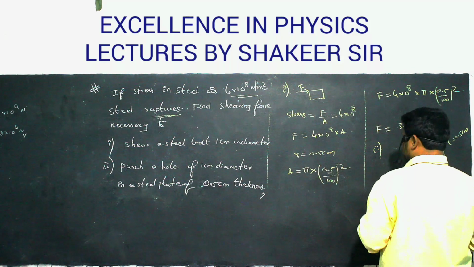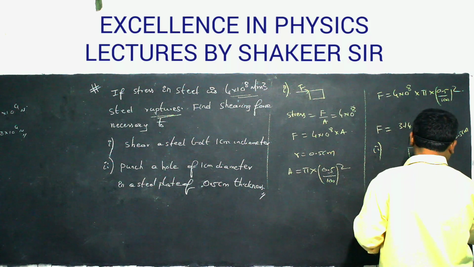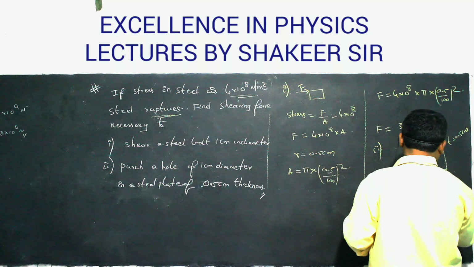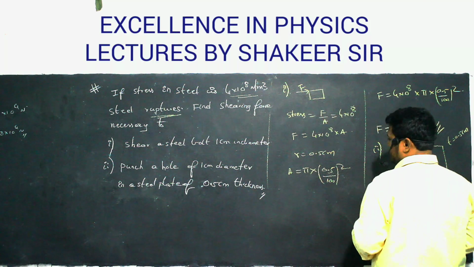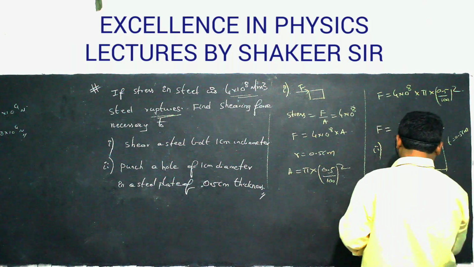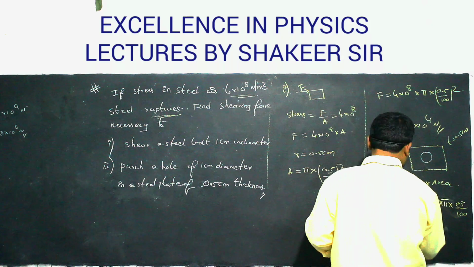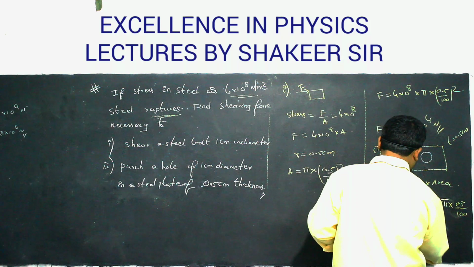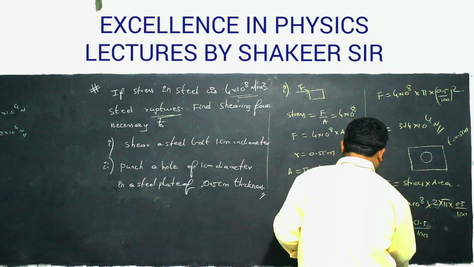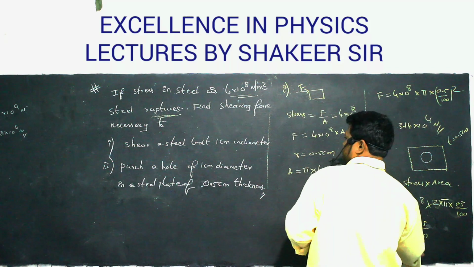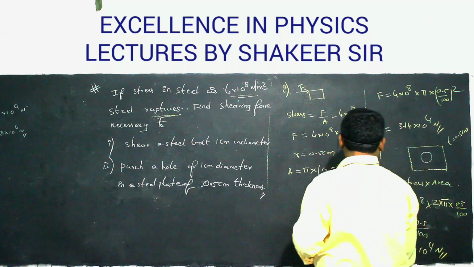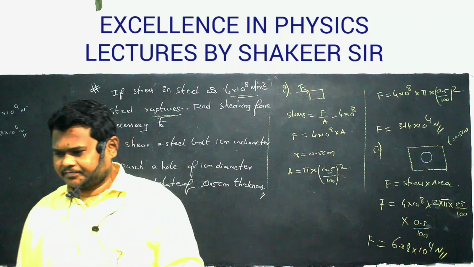Radius is how much? 0.5 divided by 100. 2 pi r, no? So 2 into pi into r. R value is 0.5 divided by 100 into thickness. Thickness of this one is how much? Again 0.5 divided by 100. So this is the value of force. So if you calculate this one, then 6.28 into 10 power 4 Newton. That is the answer.